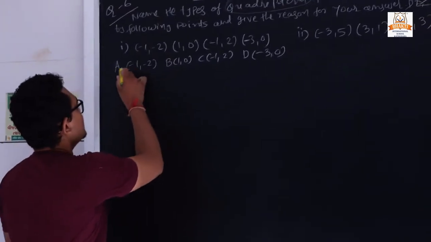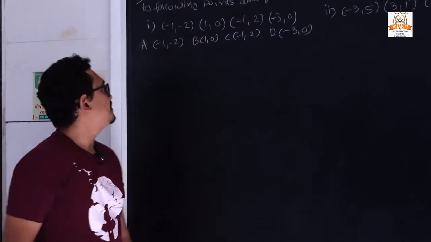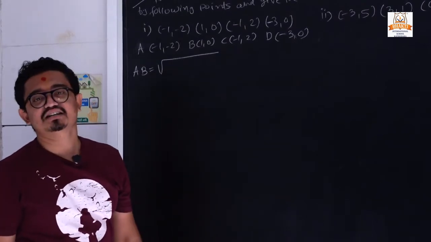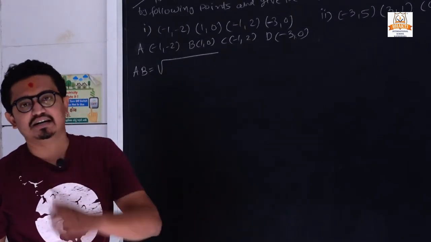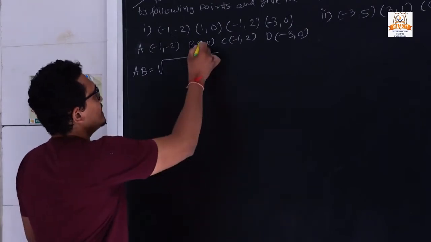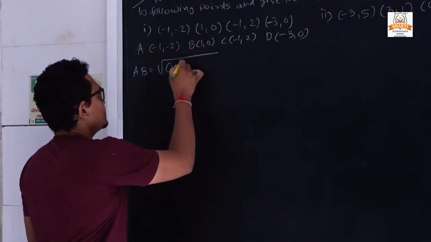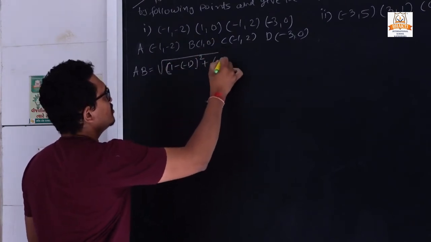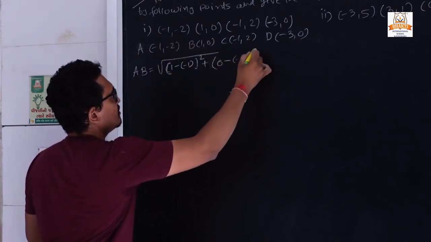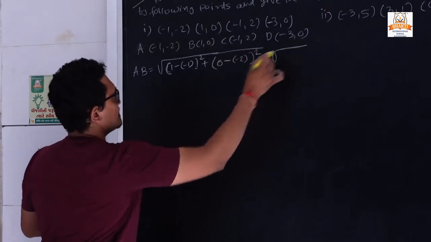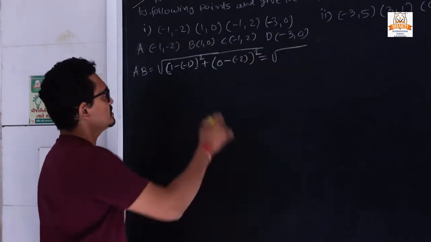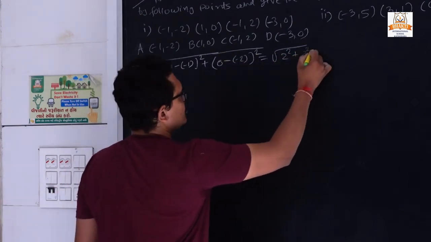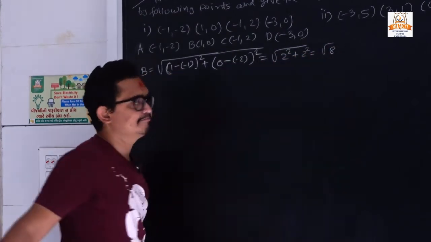We start with AB. Here first of all we write AB. We have the formula: square root of x2 minus x1 all square plus y2 minus y1 all square. Now simplify. Minus minus plus, so 1 plus 1 is 2, and once again 2 square is 4, plus 4, so it will be root 8.